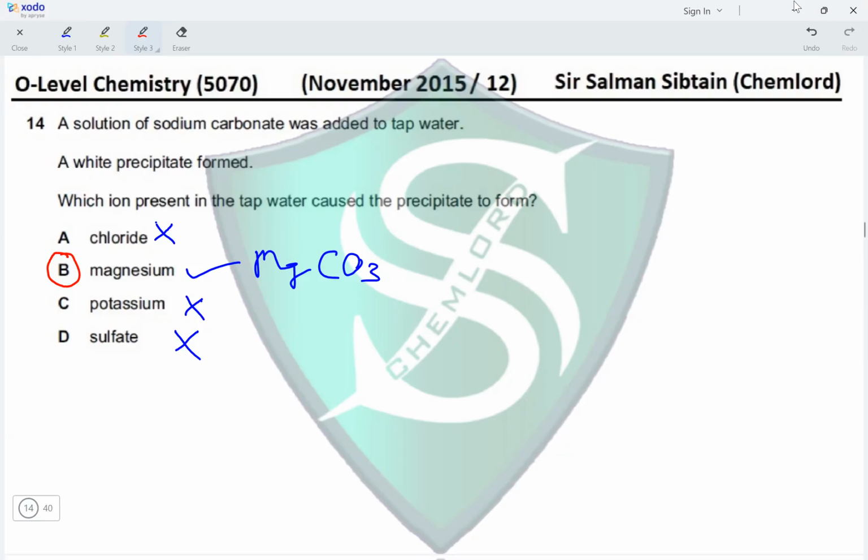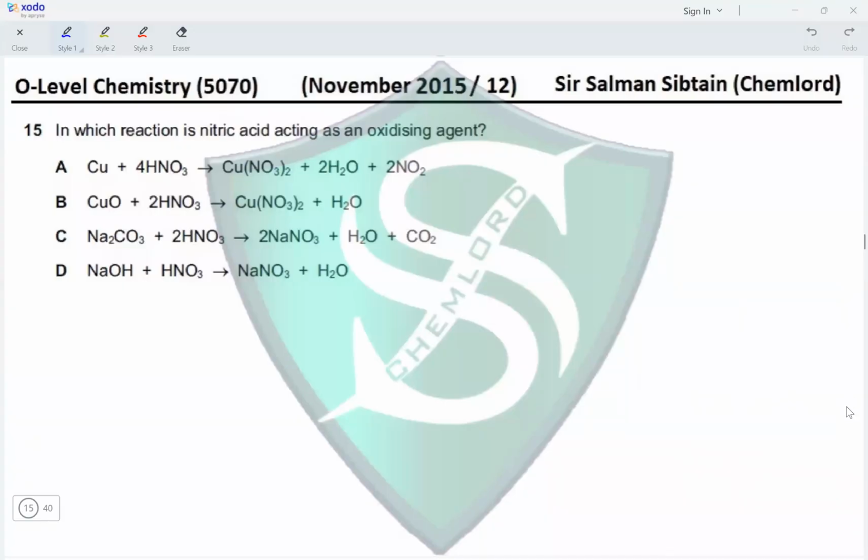Question 15. In which reaction is nitric acid acting as an oxidizing agent? Okay, in the first reaction, we've got copper metal with an oxidation state of 0, producing copper nitrate with the copper ion having an oxidation state of positive 2. So 0 to positive 2 is oxidation in the presence of nitric acid. In the next equation, copper has an oxidation state of plus 2 in the reactant as well as the product. So no change in oxidation state of copper.